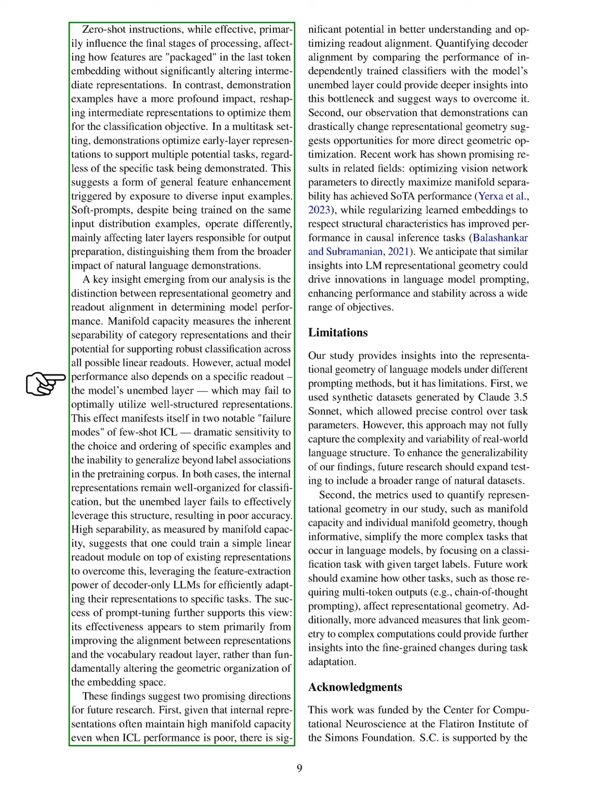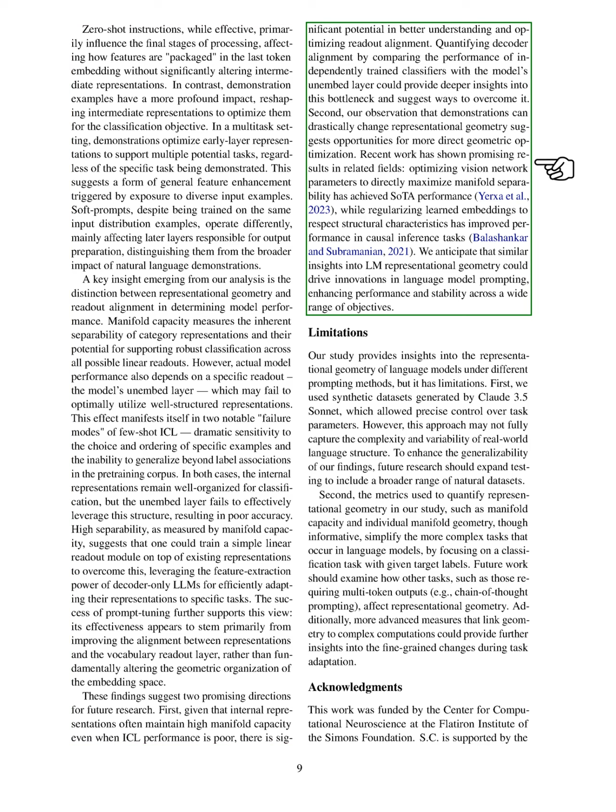High separability suggests that training a simple linear readout on top of existing representations could improve performance. The success of prompt tuning supports this view, as its effectiveness seems to stem from better alignment between representations and the vocabulary readout layer, rather than altering the geometric organization of the embedding space. Our findings suggest two promising research directions. First, optimizing readout alignment could enhance performance, and second, direct geometric optimization of representations could lead to innovations in language model prompting. We anticipate that insights into LM representational geometry could improve performance and stability across various objectives.